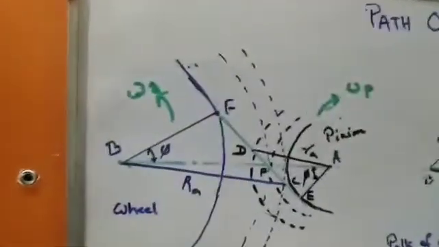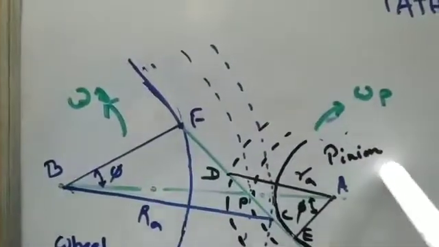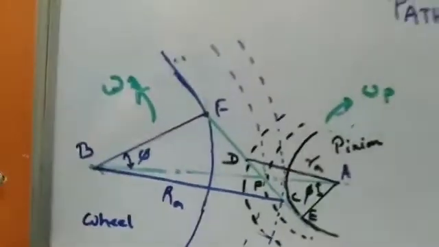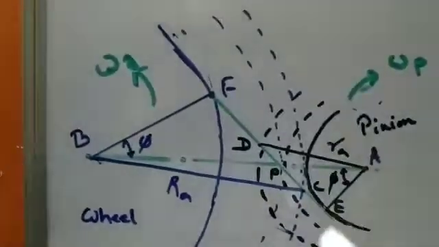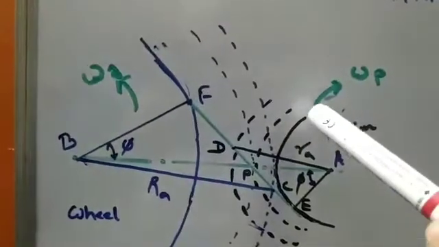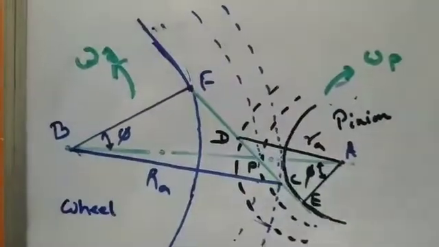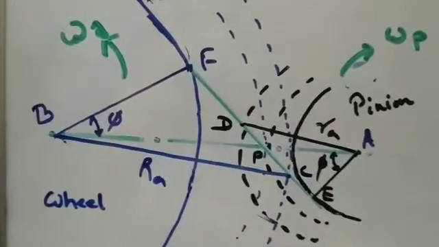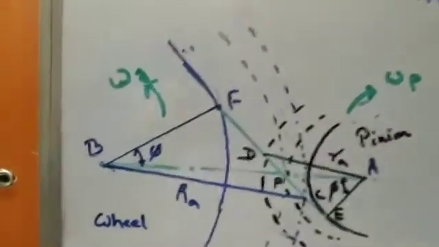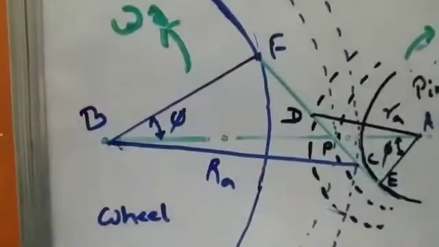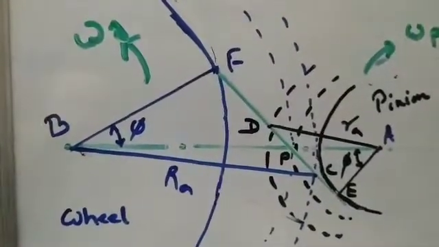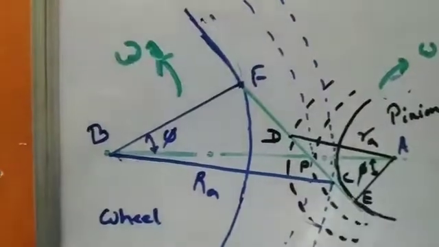Now let us see. The black color portion is the pinion and the blue color is the wheel or the gear. The deepest portion is the base circle of the pinion, after that the dotted line represents the pitch circle of the pinion, and the topmost black line is the addendum circle of the pinion. Similarly, for the wheel, the first is the base circle, the second represents the pitch circle, and the last represents the addendum circle of the wheel.